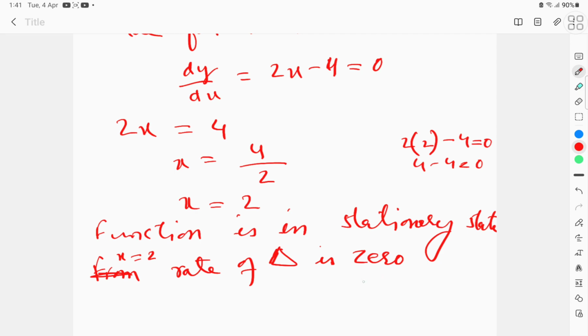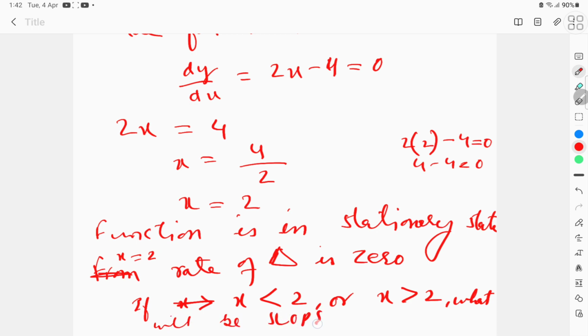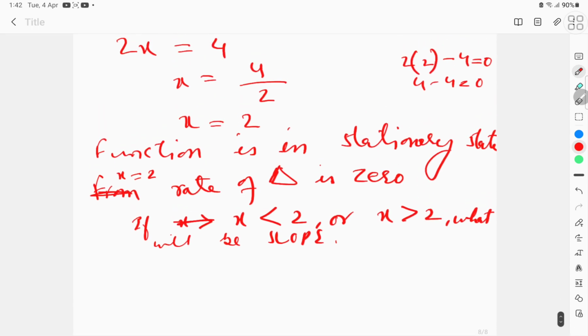So in this connection, the important thing is: here x is equal to 2, but if the value of x is less than 2 or greater than 2, then what will be the slope? Any idea?